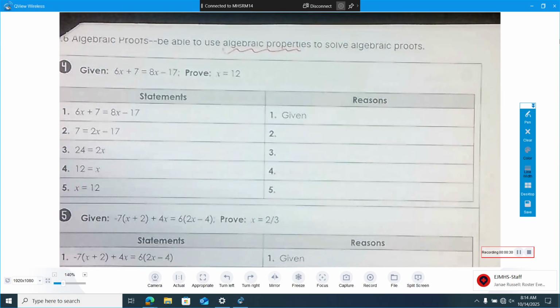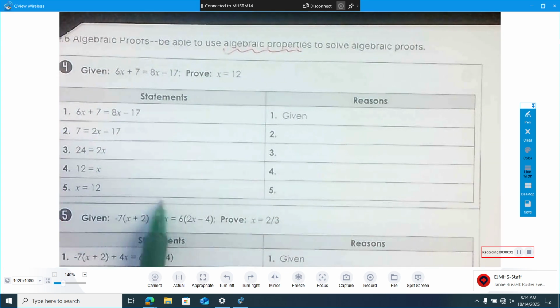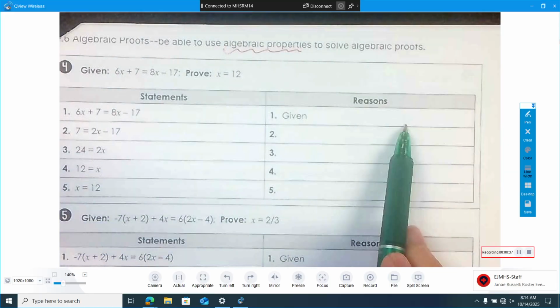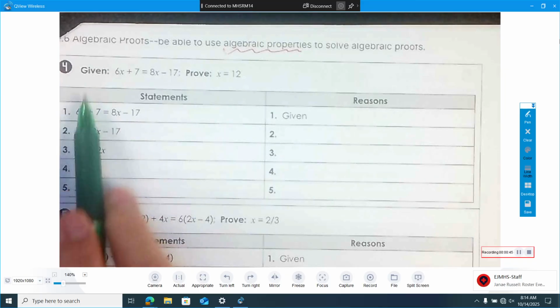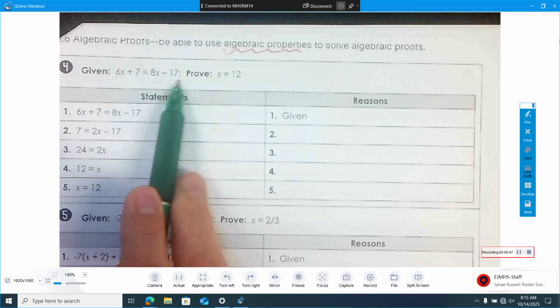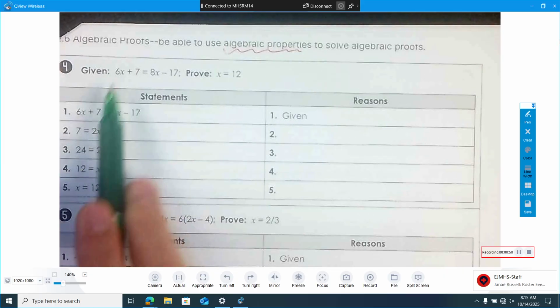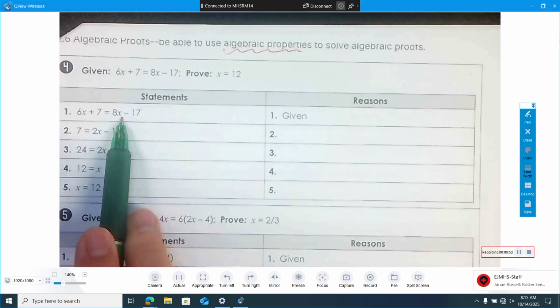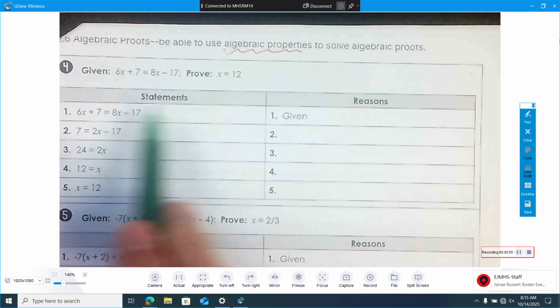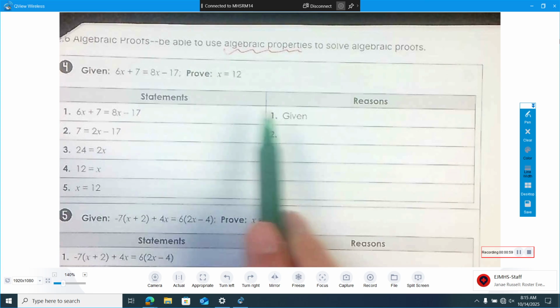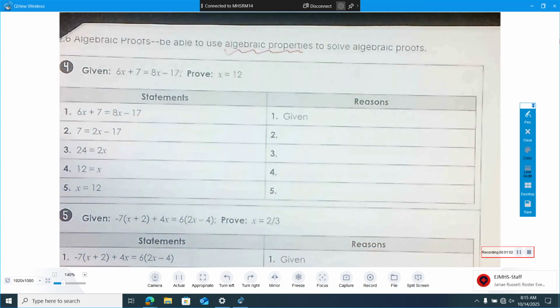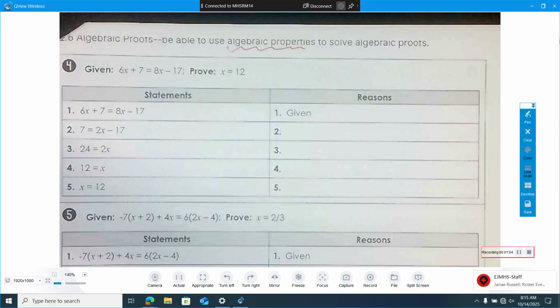And what we talked about yesterday was we have a two-column proof where the left column is all of our statements, and then the right column is all of our reasons for each thing. The first step is always what is given. And so you can see that first thing is given, 6x plus 7 equals 8x minus 17. And the reason always is that it's given. All right? If it was given to you, the reason is that it was given. It is absolutely true to begin with.